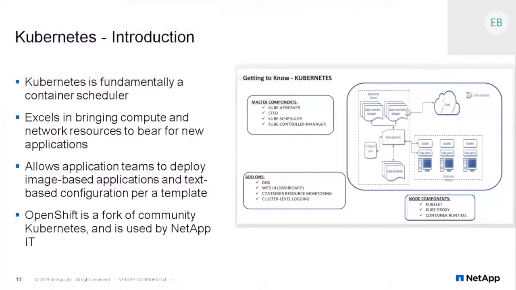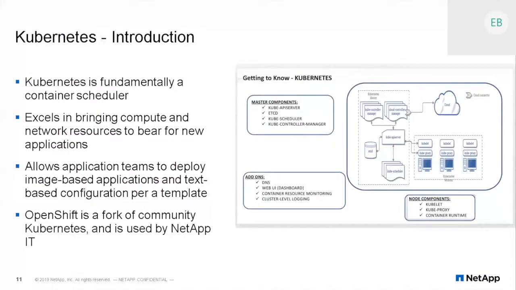So let's talk about Trident. And really, before we talk about Trident, we really need to talk about Kubernetes. So what is Kubernetes? Kubernetes is fundamentally a container scheduler. The elevator pitch, I think, would be it allows you to deliver compute resources and bring those to bear quickly for application stacks that you need to deploy as Docker images.